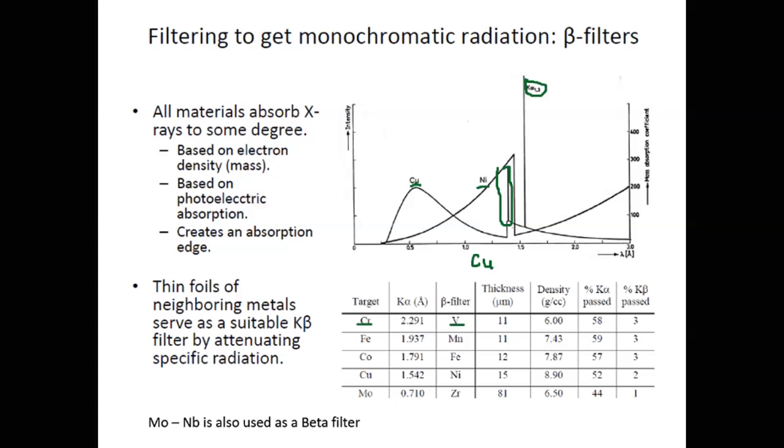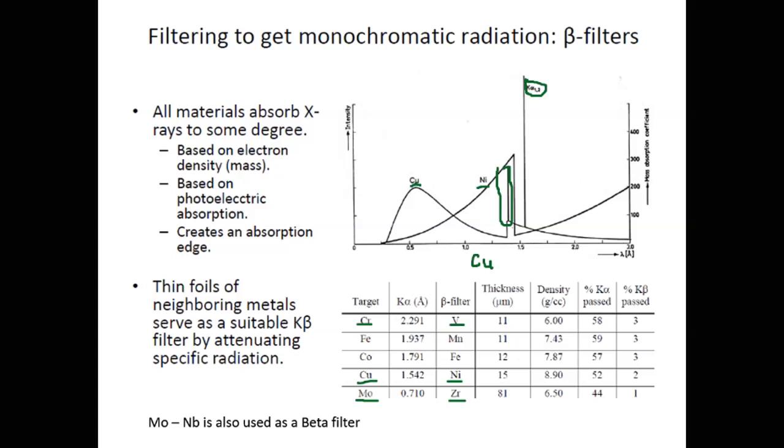Now for us, we mainly use copper and molybdenum targets. And since we use those, our filters are usually nickel and zirconium. And you'll see that a nickel filter removes 98% of the K beta radiation for copper. And for molybdenum, zirconium removes almost 99% of the K beta radiation. So we use these filters to remove the K beta radiation, so that we only have the characteristic K alpha radiation. And that's what we want when we're doing X-ray crystallography. We want the K alpha.